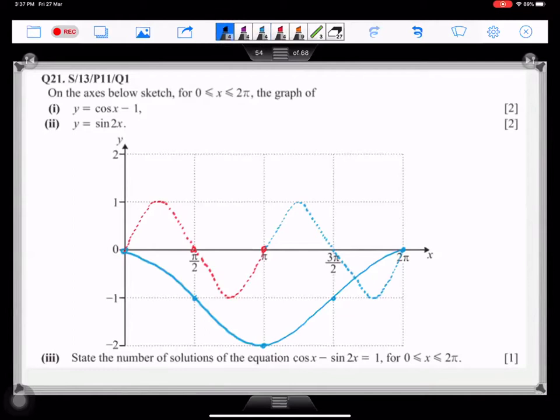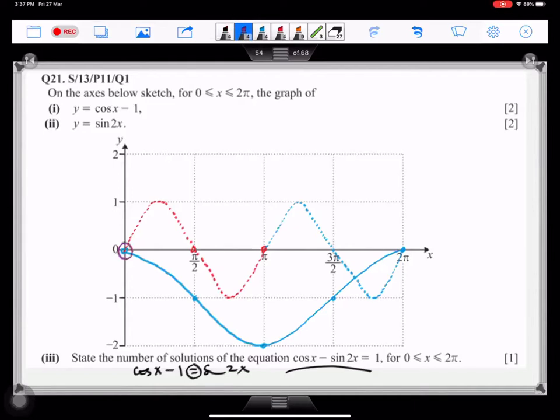State the number of the solutions of the equation. Of course, whatever they will be asking about the number of solutions, that will be in relation to what you have drawn. So don't worry about how they have rearranged it. Basically, this is simply cos x minus 1 is equal to sine 2x. That means equal means simultaneous equation. Equal means graphically the number of points of intersection. How many points of intersection do you see?